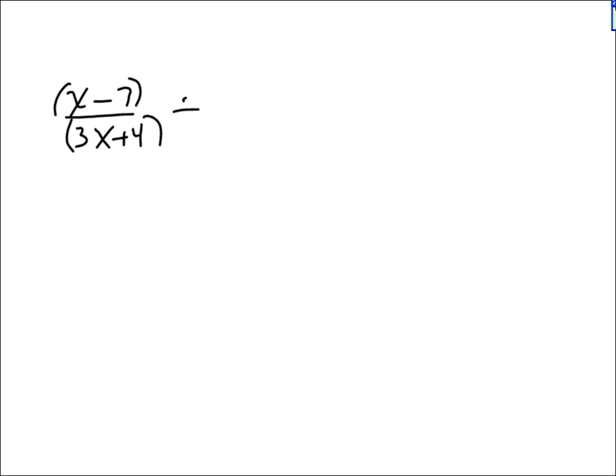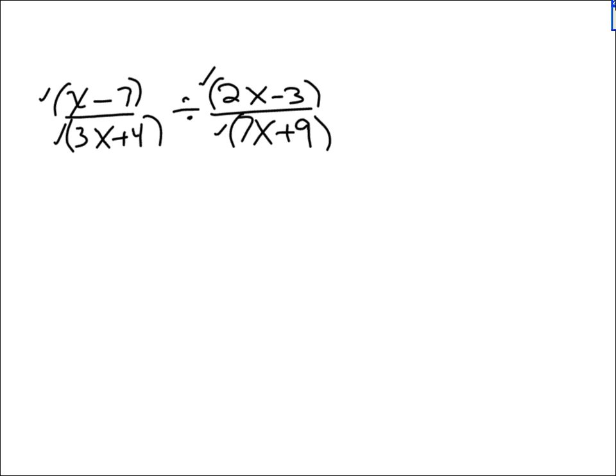and you are dividing this by (2x minus 3) over (7x plus 9). Okay, you should ask yourself if you could factor any of those factors. And unless I made a silly error, the answer is no. I wanted it to be that way.